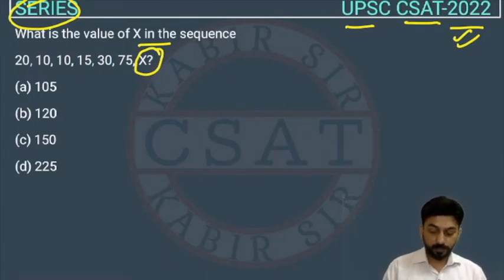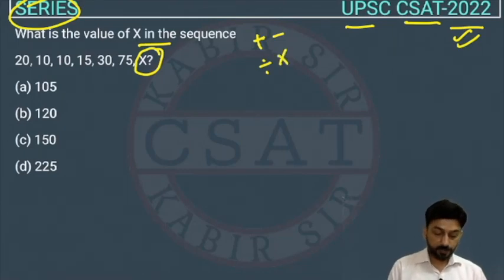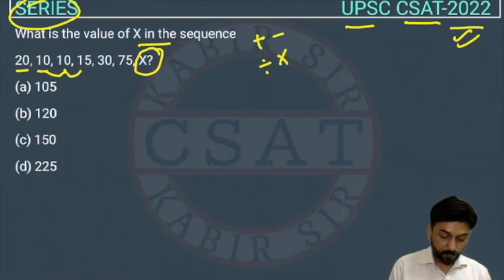So normally if you will see, the relationships are of simple relation. It will be either plus, minus, it could be division, or it could be multiplication, right? So now what is happening? 20 is getting converted into 10, right? Then this 10 remains the same, then this converts into 15. So 20 became 10.